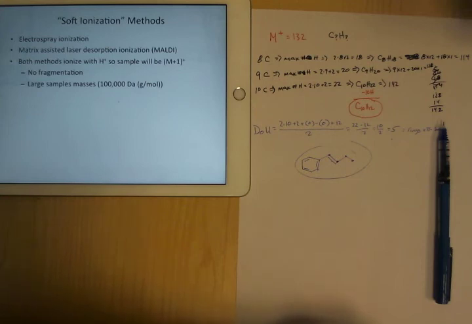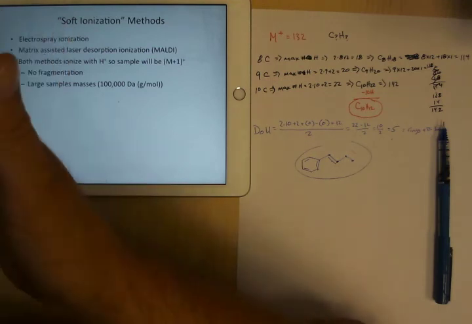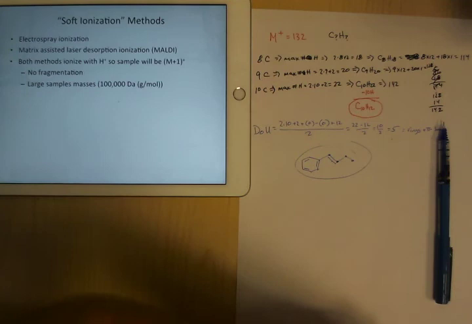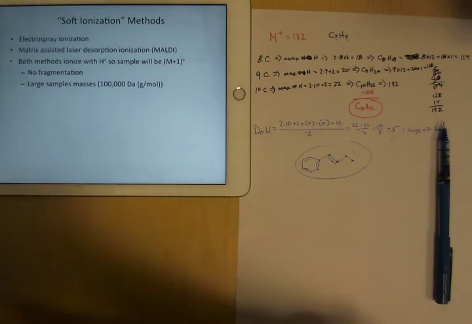Now the only problem is, because you're adding an H plus, you're adding an extra proton to the molecule, and so what you get out is not M plus, it's M plus 1. So if your molecule is, let's say, 1,000, the M plus peak that you get out is actually 1,001. So you have to take that into account.